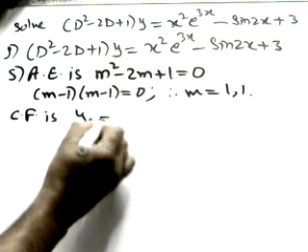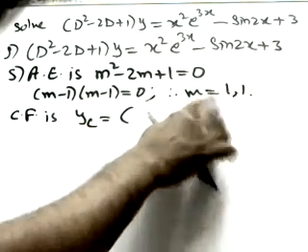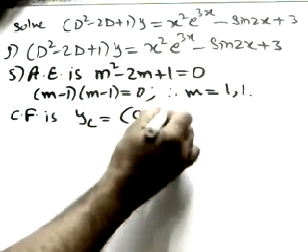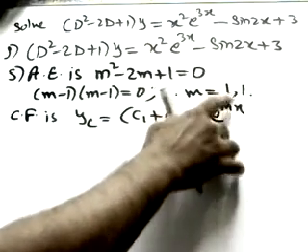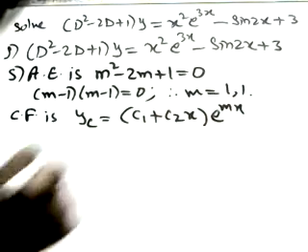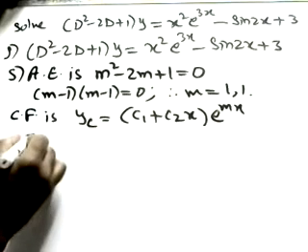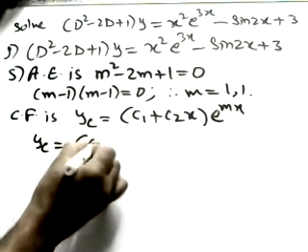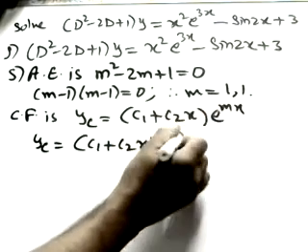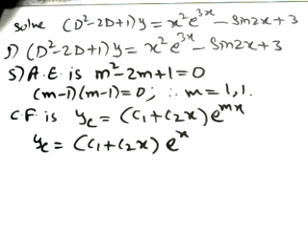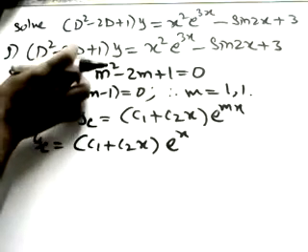Therefore the complementary function is, we have the formula for two equal values, which we just revised: (c1 plus c2 x) into e power mx. The m value is 1, so 1 into x will be x. So this will be yc equals (c1 plus c2 x) into e power 1x, 1x will be x. Now we got the complementary function.